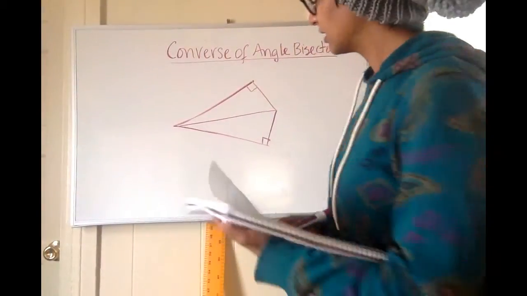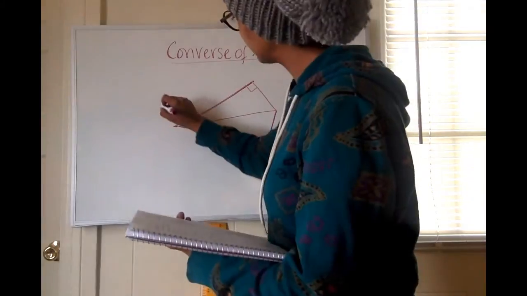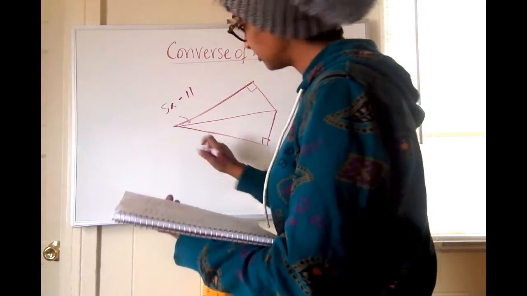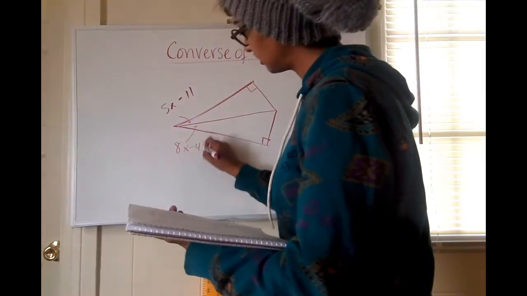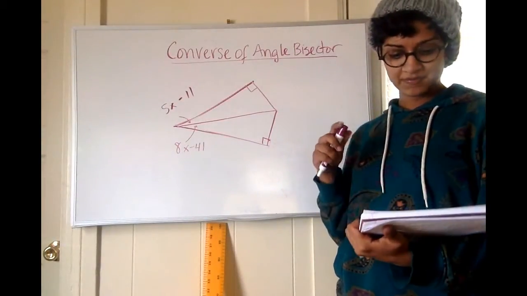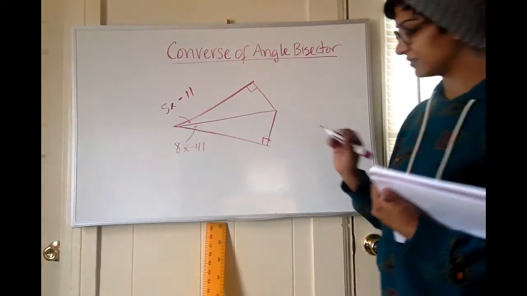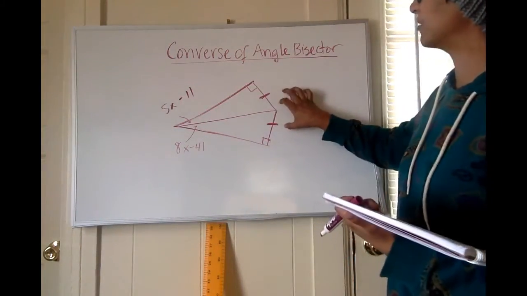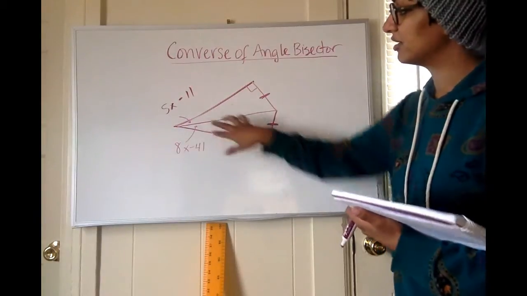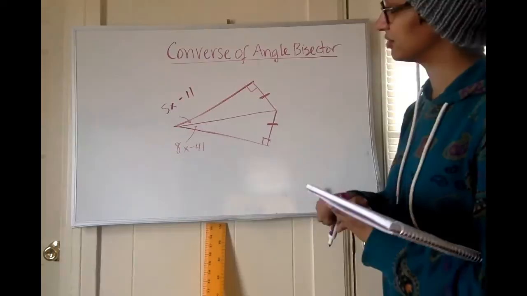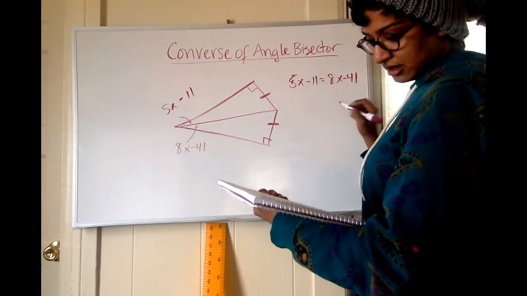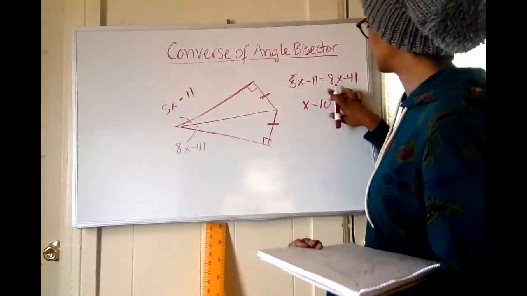If I give you that this angle measurement is 5x minus 11, sorry, and this one is 8x minus 41, go ahead and do this problem. You can pause it. However, I'll explain it. Oh, sorry. This is congruent to this. This is the requirement of the converse. These sides need to be congruent. So if these sides are congruent, then this line is an angle bisector, which means that these two angles are congruent. 5x minus 11 equals 8x minus 41. And doing all the work, I get x equals 10.